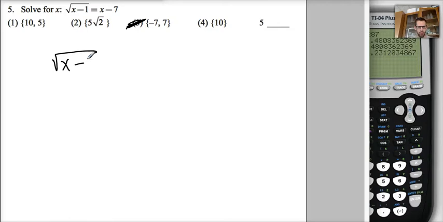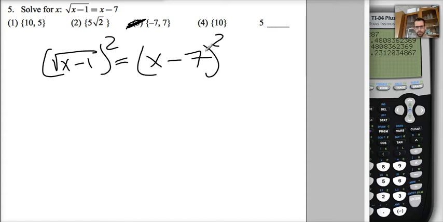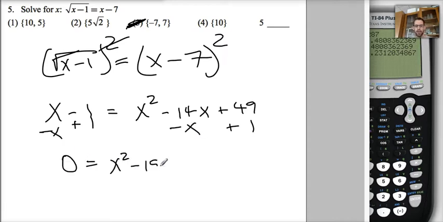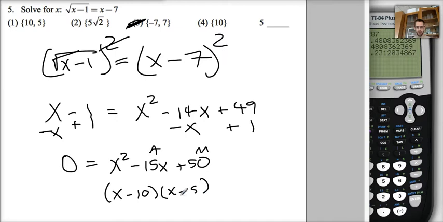So I've got the square root of x minus 1 is equal to x minus 7. Square both sides. This becomes x minus 1, because this cancels with that, equals, when I square this, I'm going to get x squared minus 14x plus 49. Add 1 to both sides, subtract x from both sides, and I get 0 equals x squared minus 15x plus 50. All right, so -10 and -5 would add to -15 and multiply to 50. So I'm going to factor this as x minus 10 and x minus 5, which means my two solutions will be x equals 10 and x equals 5.